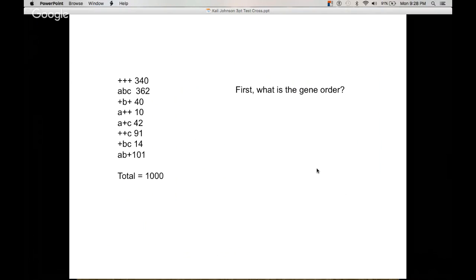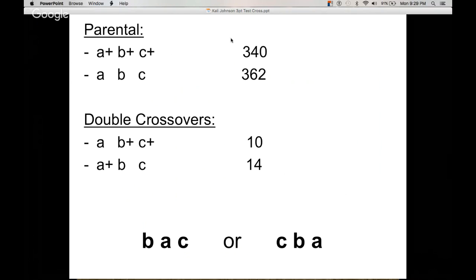So in the second problem, you have to determine the gene order again. So you take the parentals, A plus, B plus, C plus, and then A, B, and C. And you take the double crossovers, A plus plus and A plus, B, and C. And the one that is not paired, they're cis and trans again. So the one that is not paired or associated with the ones it was in the parentals is A, so you know that gene is in the middle. So it's either BAC or CBA. Again, they're the same thing, just in reverse order.